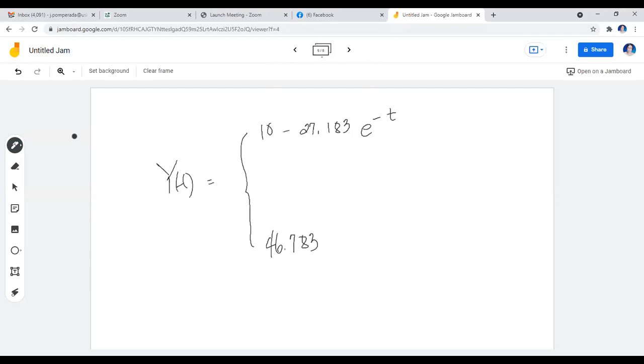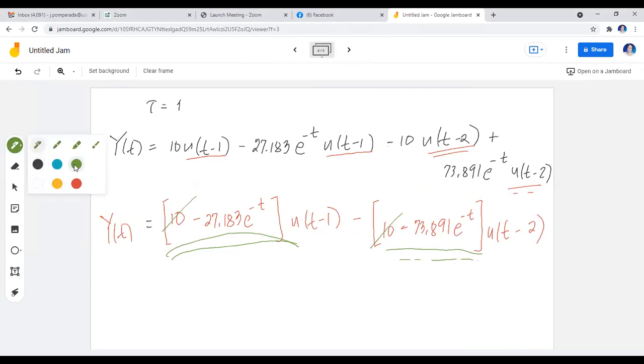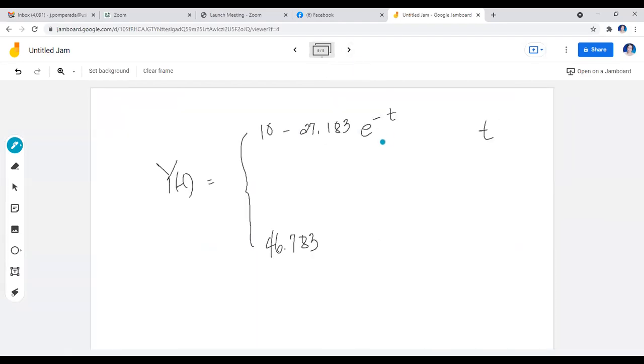46.783. Now, what will be the time interval that you're going to write here? That would be the time interval that is indicated in your response equation. So you see this one, this one and this one, this will be the interval that you're going to write when you convert this response equation in the interval form. So here, you're going to write 1, and then you have 2, okay?